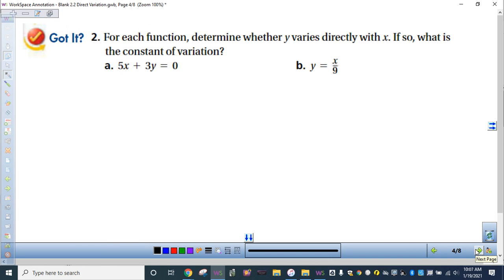Do your virtual hand raise at home when you're done. For a couple more of those virtual hand raises.